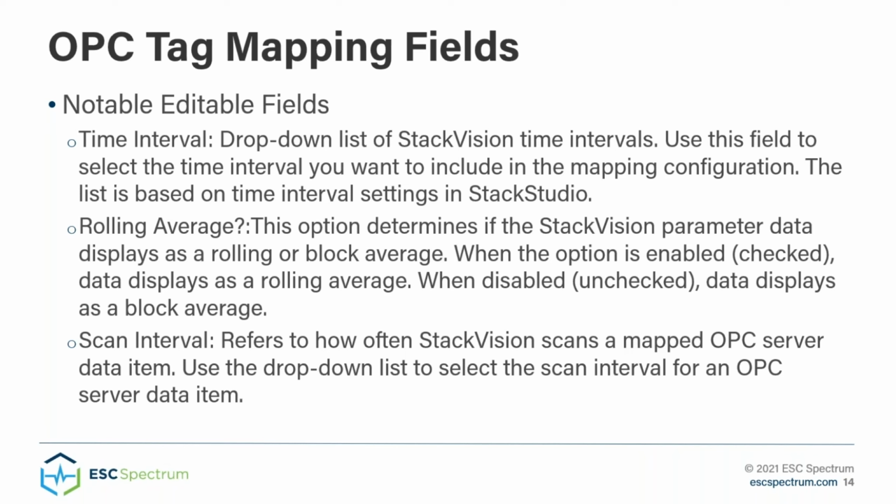The rolling average option just determines if the StackVision parameter data displays a rolling or a block average. The scan interval refers to how often StackVision scans a mapped OPC server data item. You can use that drop-down list and select whatever scan interval for an OPC server data item.